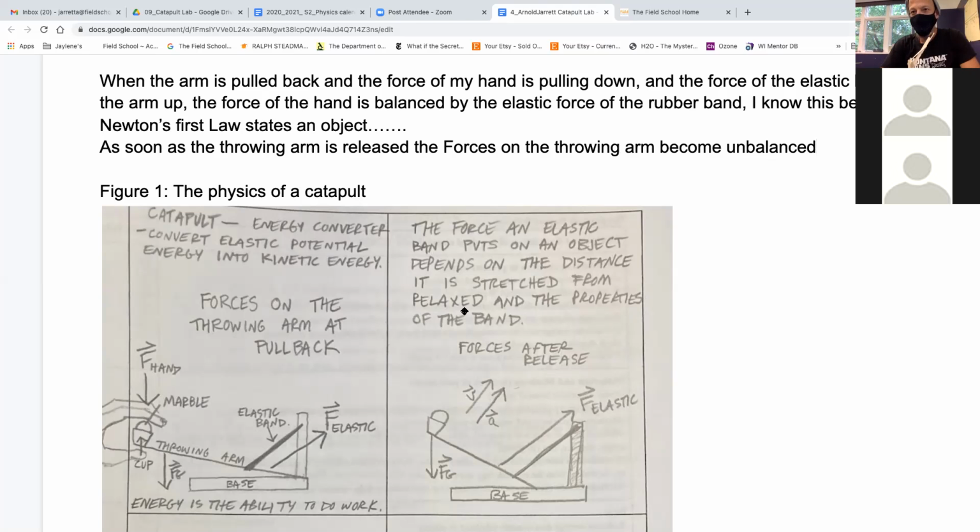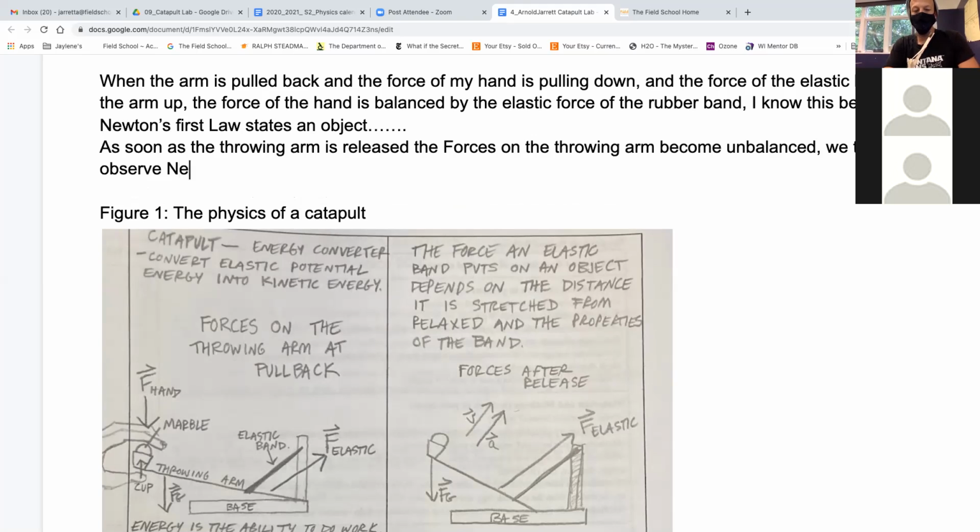Brooke claims, and is correct, that as soon as the throwing arm is released, the forces on the throwing arm become unbalanced, and we then observe Newton's second law as the throwing arm begins to accelerate. Anytime an object experiences acceleration, you know it has unbalanced forces acting on it 100% of the time. Anytime something's speeding up or slowing down or changing direction, it requires unbalanced forces.